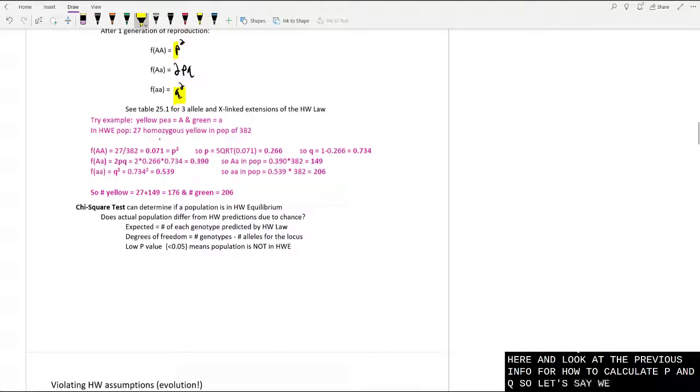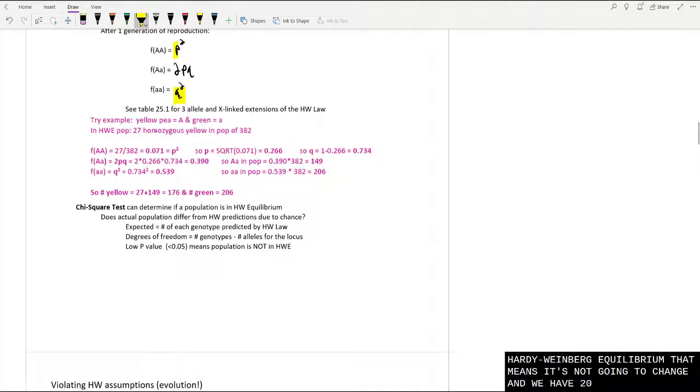Let's say we have an example like this one here, where it's just talking about yellow peas and green peas, where green peas are the recessive version. So you want to know what's recessive and what's dominant. The dominant one can then come in two forms: big A, big A, or big A, little a. Recessive one is always little a, little a. So if we tell you that the population is in Hardy-Weinberg equilibrium, that means it's not going to change.